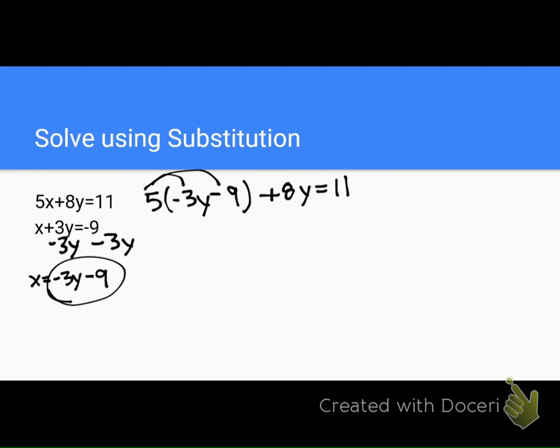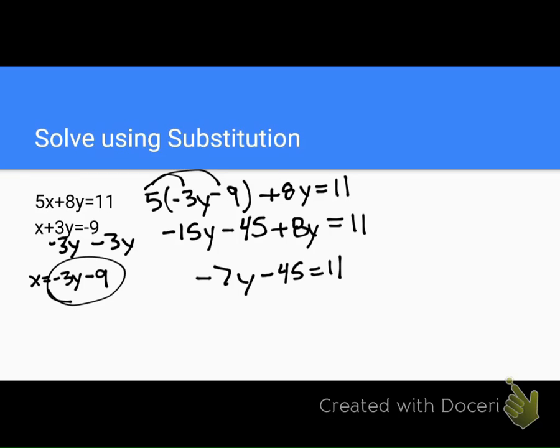Then distributing the 5 gives me negative 15y. Then 5 times negative 9 gives me negative 45, and plus 8y equals 11. Combining like terms, I get negative 7y minus 45 equals 11. And then adding 45 to the other side, I have negative 7y equals 56. So y equals negative 8 when I divide. Then I can plug this into either equation to solve for x.